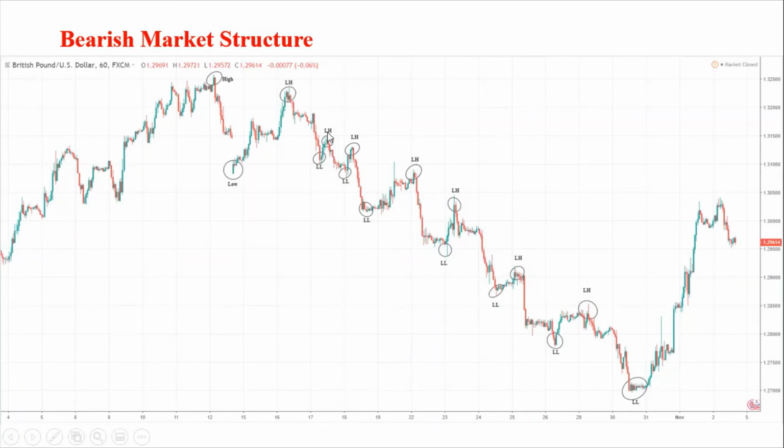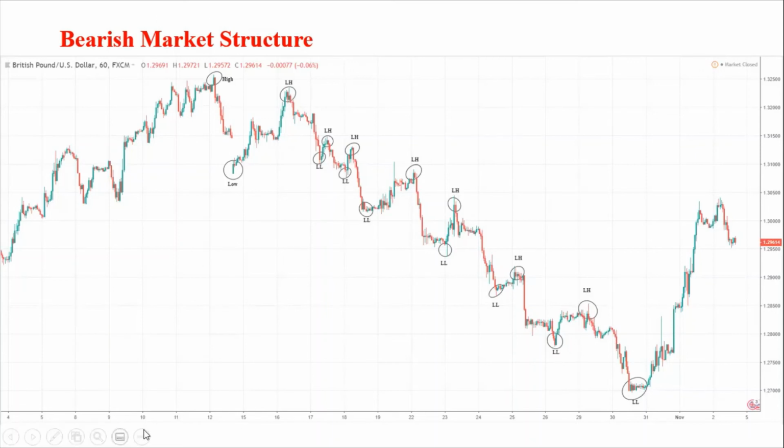Now we have this lower high. Why is this our lower high? This is because this high is lower than the previous high, so it will now be a lower high. Then here the market came down to this low here. As you can see, this low is lower than the previous low, so this will be our lower low. And then our lower high, lower low, lower high, lower low, like that, lower high, lower low.